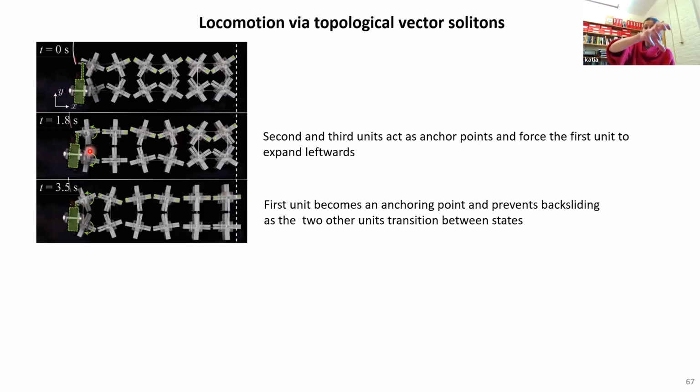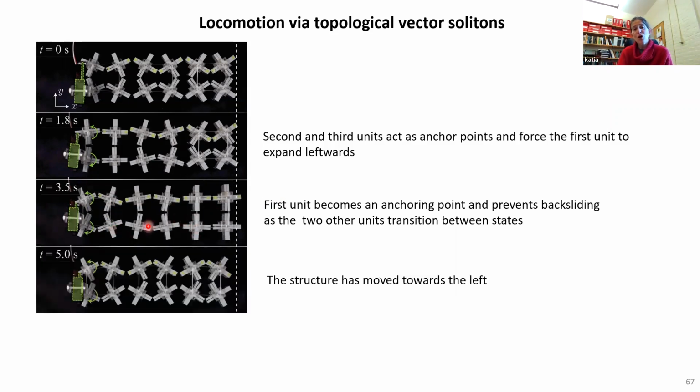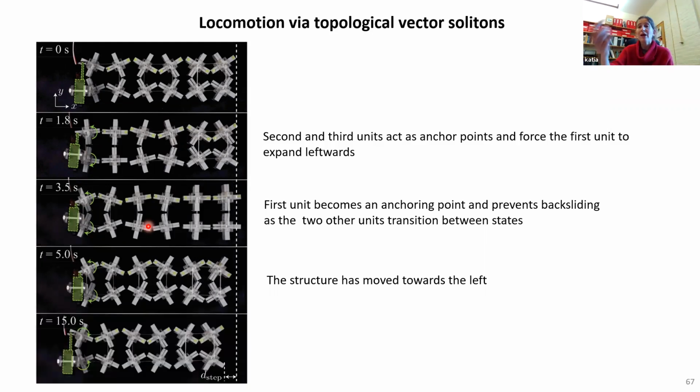Now, when the first unit reaches the rotated stable configuration, the other two units are transitioning. But at that point, the first unit provides an anchoring point. So these two units cannot move toward the right. And so when they reach the other stable configuration, as a result, this entire structure has moved toward the left a little bit. And then every cycle, we keep repeating this.